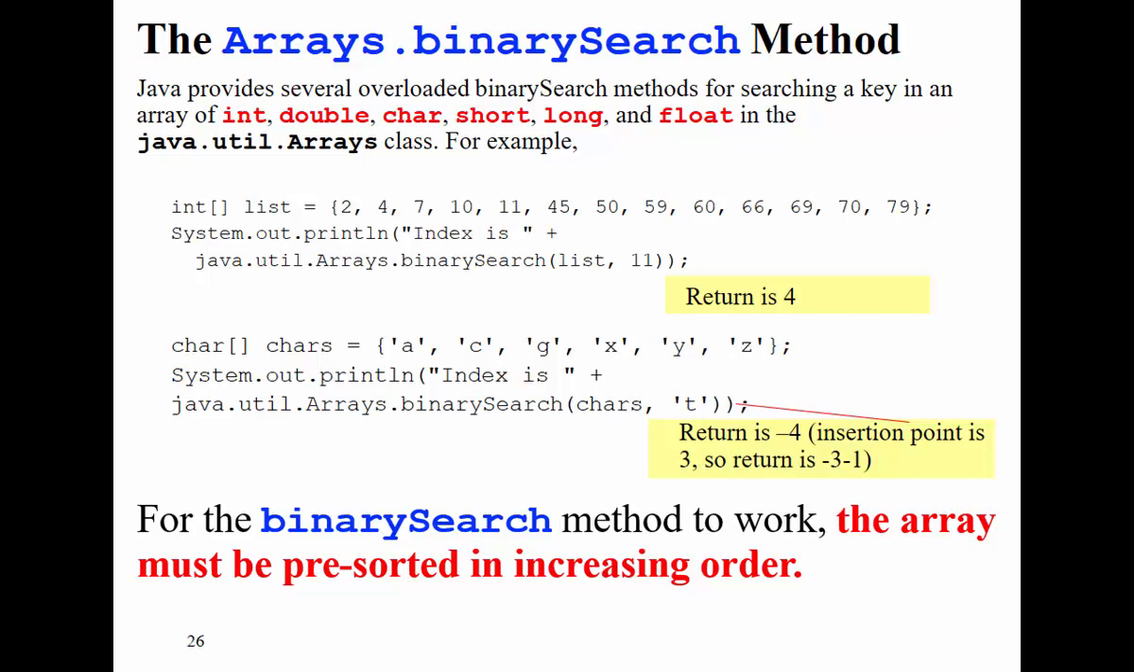It will not put a value. A binary search will not insert anything. It's just finding. So you see the first example, we look for 11. 11 at which index? It returns 4. Okay?